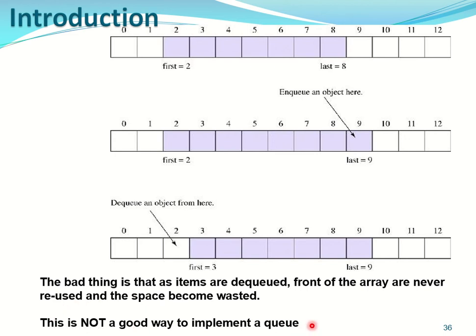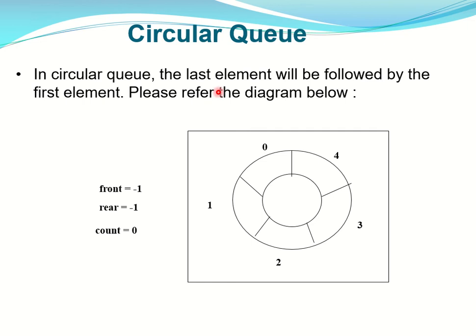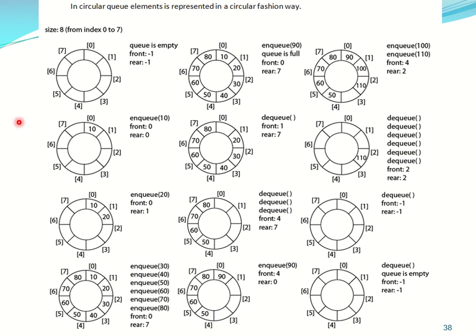So what's the solution? We apply a circular queue, which means that the last element will be followed by the first element. In this example, we have an array of size 5, but we draw it like a circle to look into how we are going to apply the queue in a circular way. There are the same variables, front and rear, which we initialize to -1 because the queue is empty, and the count equals 0. So let's see the process of circular queue.